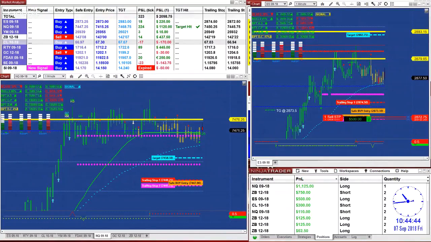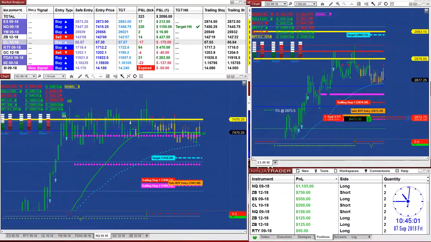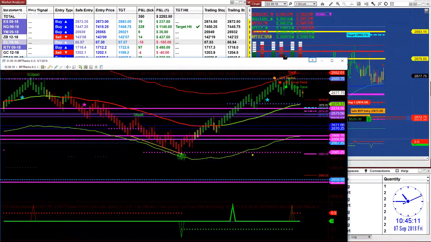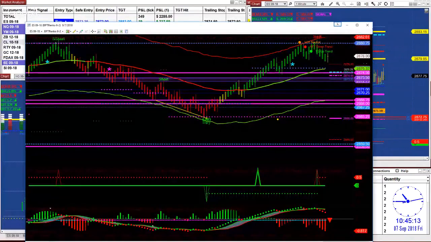The market is just sitting and doing nothing. So we're just waiting. Let's look at the reversal. Maybe we can find anything on a reversal. Actually, we had an entry on the reversal, but I'm not sure. It's too late for that.